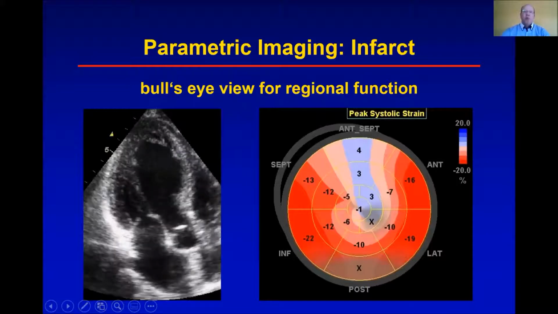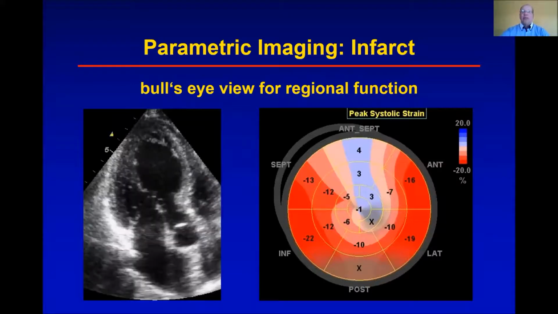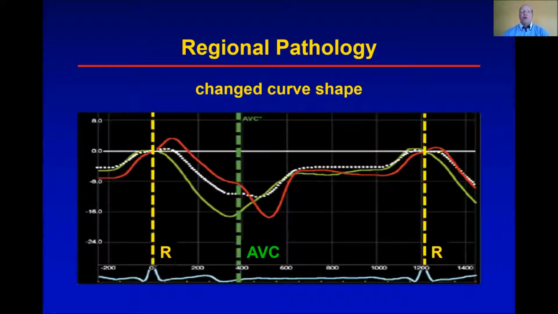But there is more to strain assessment than just peak systolic strain. Actually, in most of the cases, peak systolic strain is not the ideal parameter to look at regional function. And I would like to illustrate that in this example. What you see here is two strain curves from a patient who has an infarct. The green curve comes from a normal segment. The red curve comes from a segment with an infarct scar.